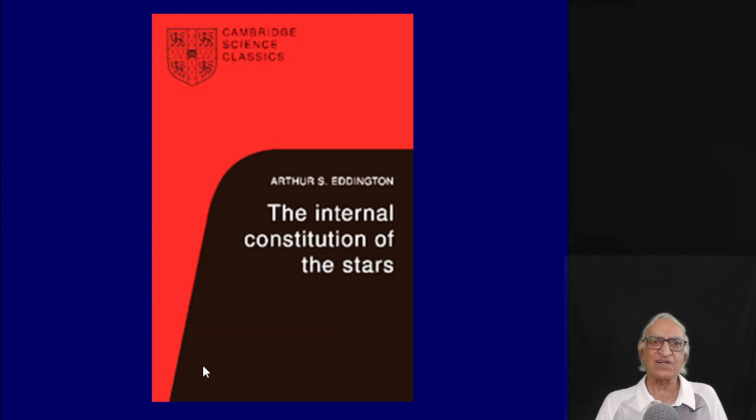I would strongly urge that you read Eddington's book, which was published in 1923, The Internal Constitution of the Stars. This is now available at throwaway prices. Go to Amazon and you'll be able to get this book for about 100 rupees or 200 rupees. It is worth reading because it is a classic.